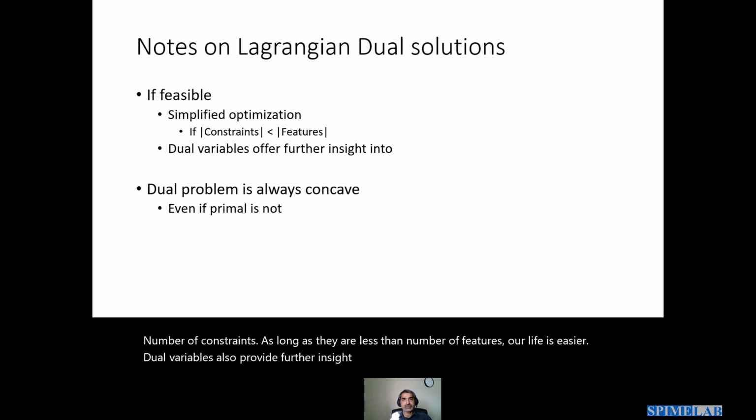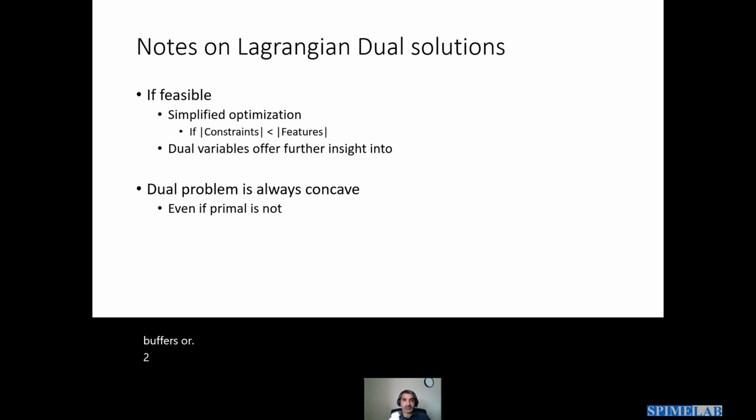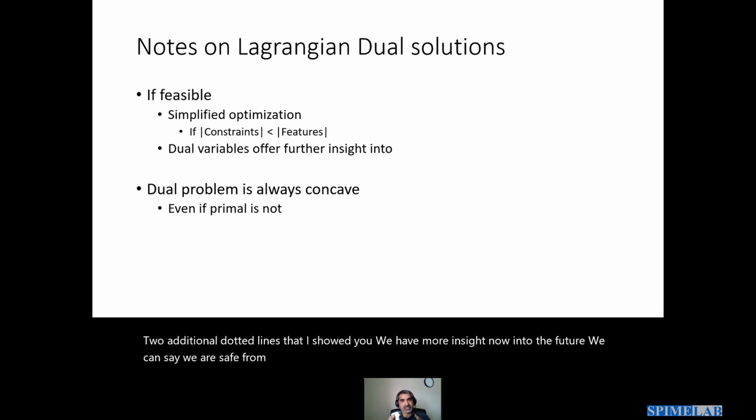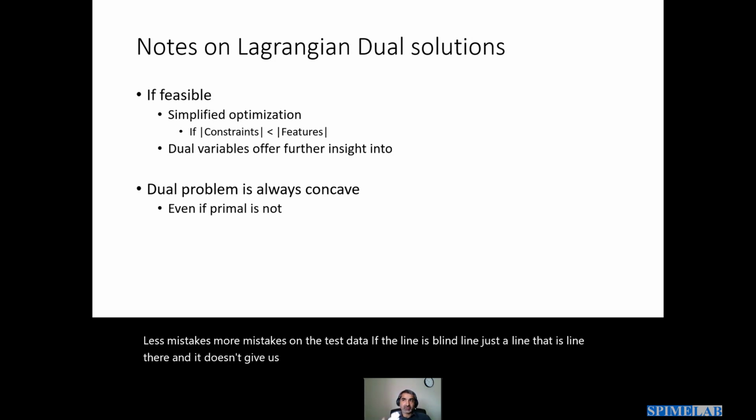Just look at our solution. The perceptron or logistic regression solution is a lonely line or hyperplane. But if we constrain our solution with some buffers, or two additional dotted lines that I showed you, we have more insight into the future. We can say we are safe from making more mistakes on the test data. If the line is a blind line, just a line there, it doesn't give us any insight into how it will behave in the future.